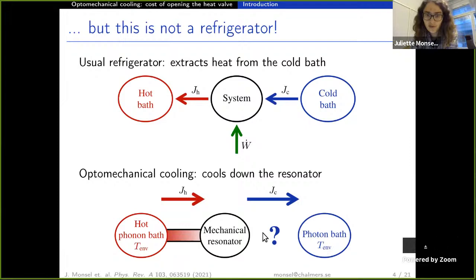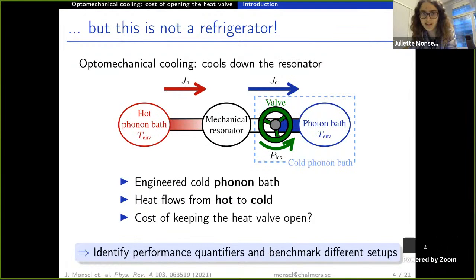As you expect, the answer is by using optomechanical coupling. By driving the cavity, which is coupled to the mechanical resonator, we engineer an effective cold phonon bath, which has a lower temperature than the hot phonon bath. The light field in the cavity can be seen as acting like a heat valve that allows the heat to flow out of the mechanics into the effective cold phonon bath. So here, heat is still flowing from hot to cold, which is quite different from the refrigerator picture from the previous slide.